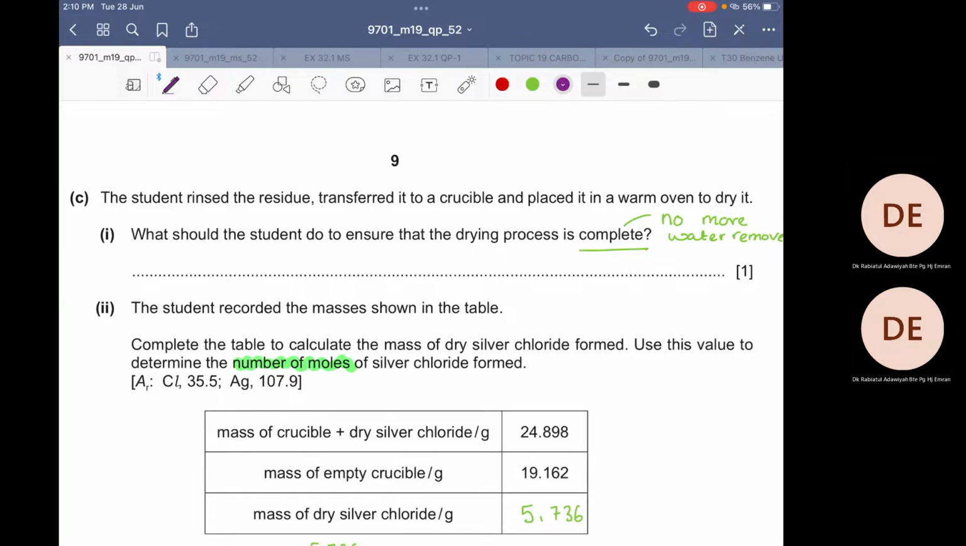All right? Why can you not say, well, we can touch the solid? Well, we don't know that. Sometimes we touch the solid, but there's still small amounts of water trapped between the solids. Okay? So if we use mass, at least we can say for sure, well, the mass is constant. So warm or heat until the mass of the solid is constant.